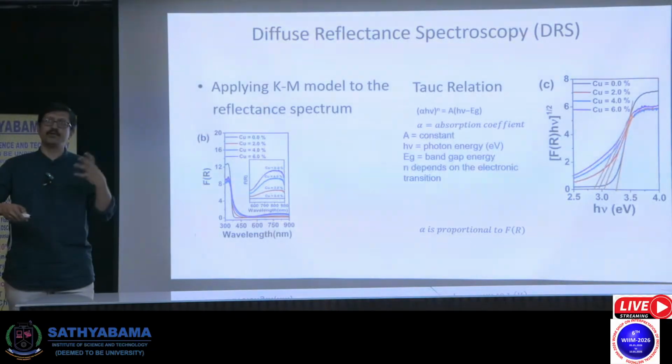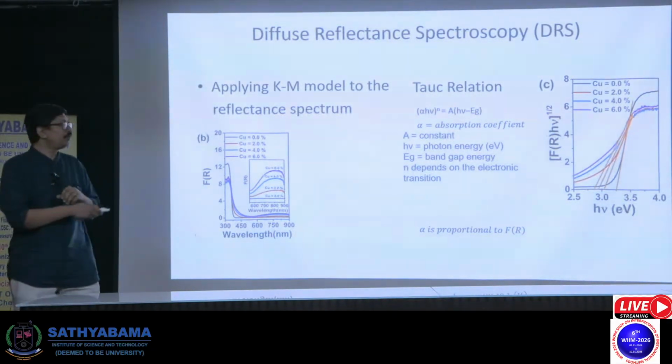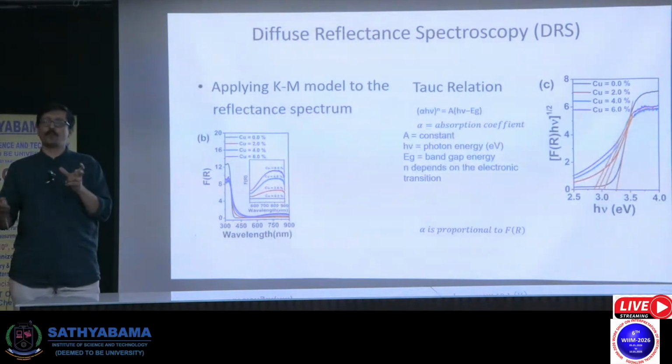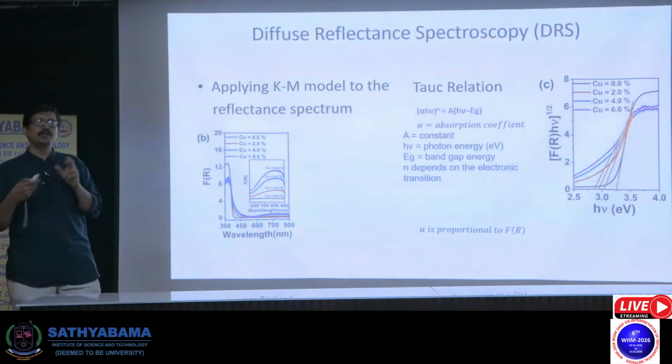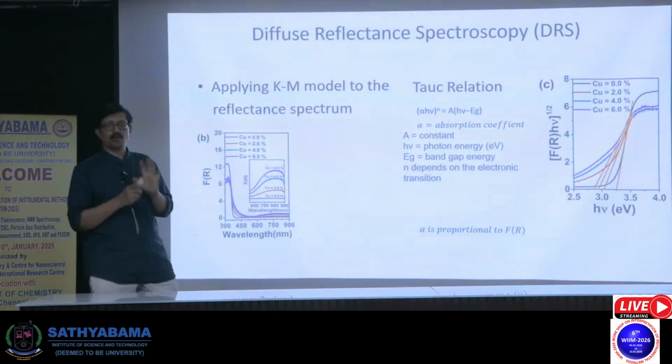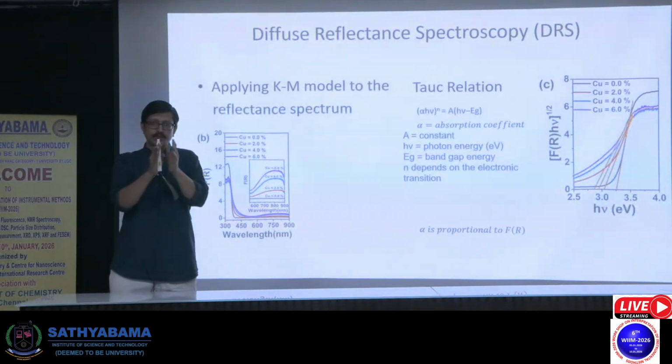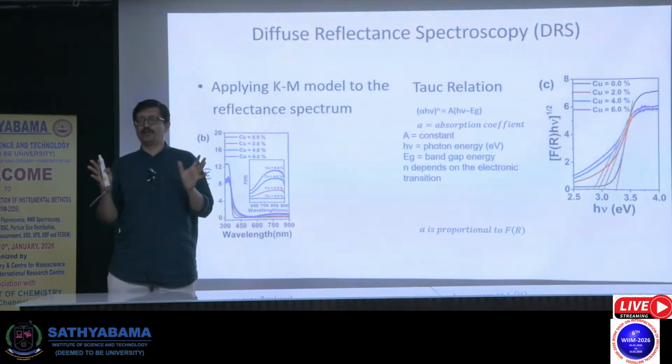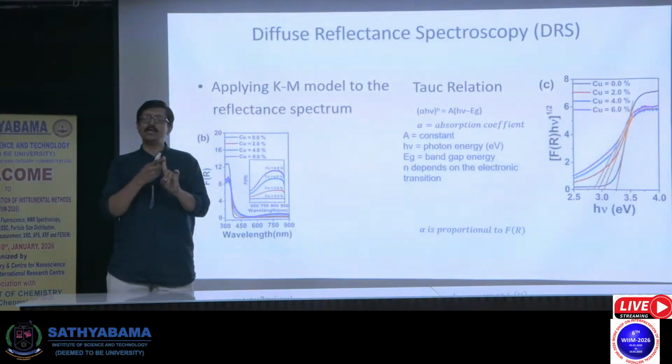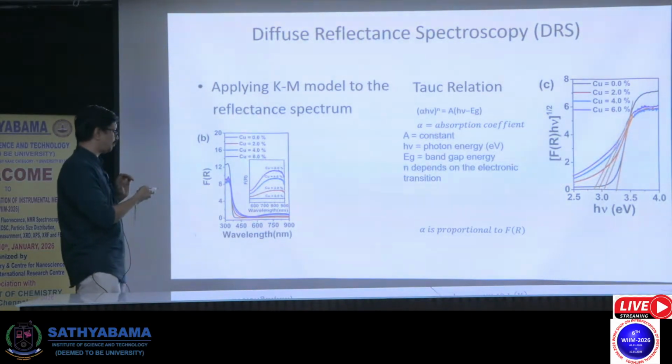So if you are working on something to find out the band gap, what you should do is find out a Tauc plot, and DRS can be used to find out the Tauc plot. There are two different types of measuring absorption: one is based on transmittance, one is based on reflectance. These are generally the two approaches for measuring absorption.